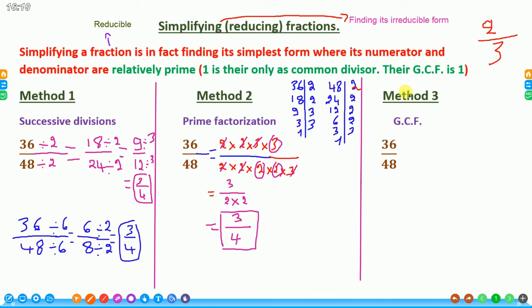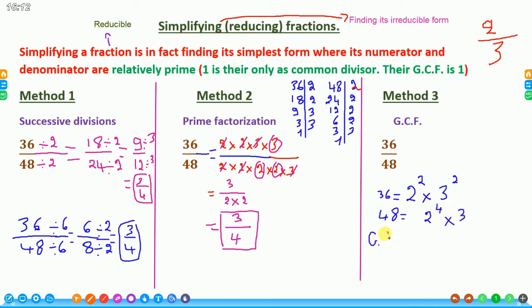Now method 3 is simplifying 36 over 48 by their GCF, by their greatest common divisor. And to do so, first we need to write 36 in the form of product of prime factors. 36 is in fact 2 squared times 3 squared, and 48 is equal to 2 exponent 4 times 3.